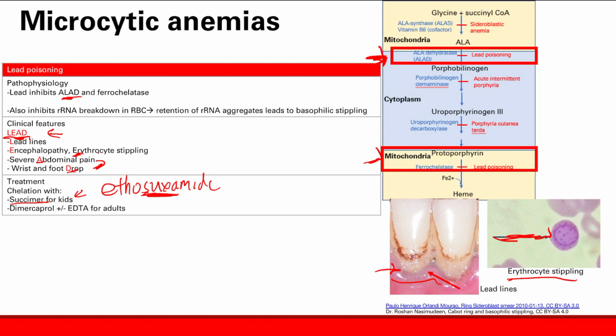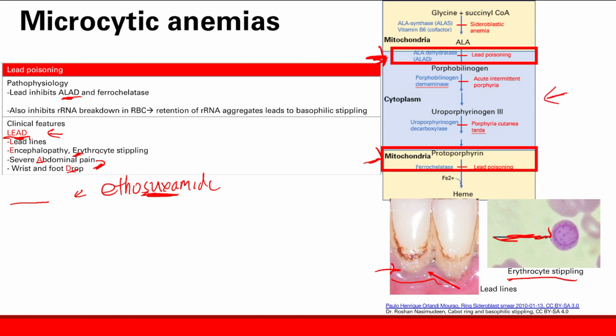So that's it for our microcytic anemias. Again, what were the four microcytic anemias we talked about? Iron deficiency anemia, which is a problem in the production of the heme. You have thalassemias, which are problems in production of the globin. You have the sideroblastic anemia, which is another production of heme problem. And then finally, lead poisoning. Again, you have a problem with the production of heme. So that is it for microcytic anemias.